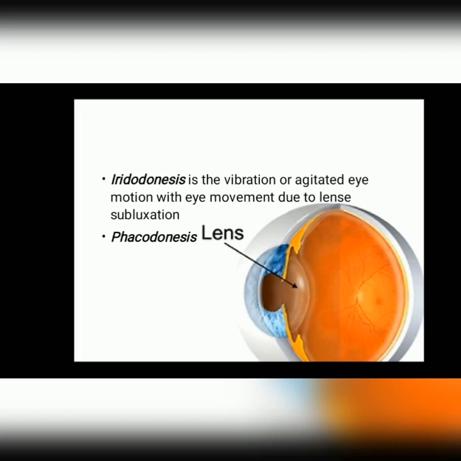Normally the iris lies on the lens, so it is less mobile. When the lens is pushed backward, the iris becomes more mobile, and we call it iridodonesis. Or we call it tremulous lens.